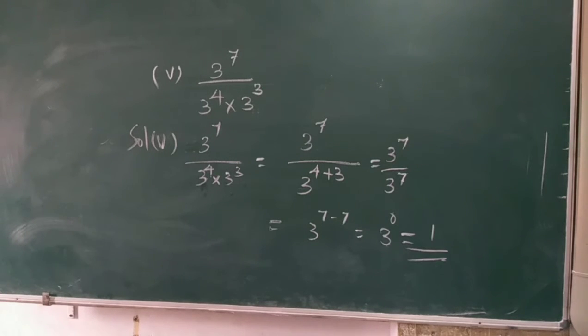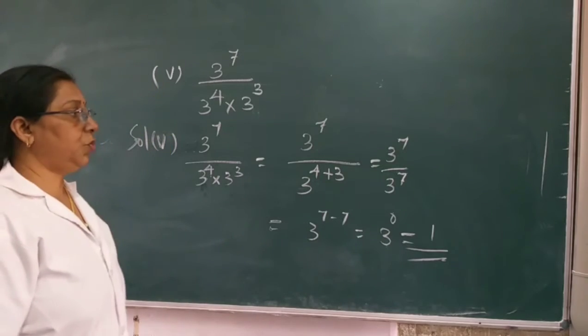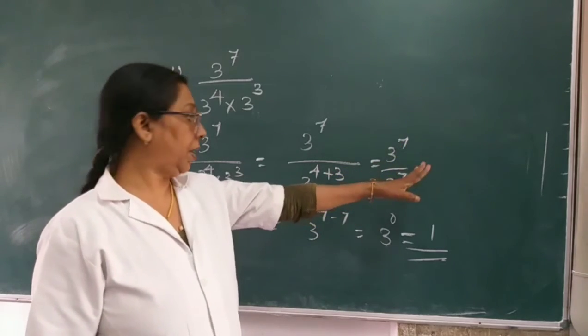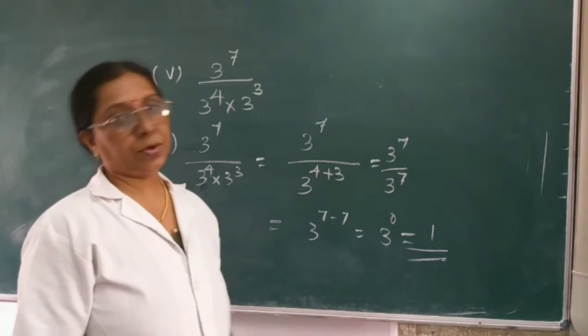Understood? Now here, 3 raised to 7 divided by 3 raised to 4 into 3 raised to 3. Here we have applied the first law itself, a raised to m into a raised to n is equal to a raised to m plus n, in the denominator. 3 raised to 7 divided by 3 raised to 7. Then a raised to m by a raised to n is a raised to m minus n. 3 raised to 7 minus 7, that is 3 raised to 0, that is equal to 1.